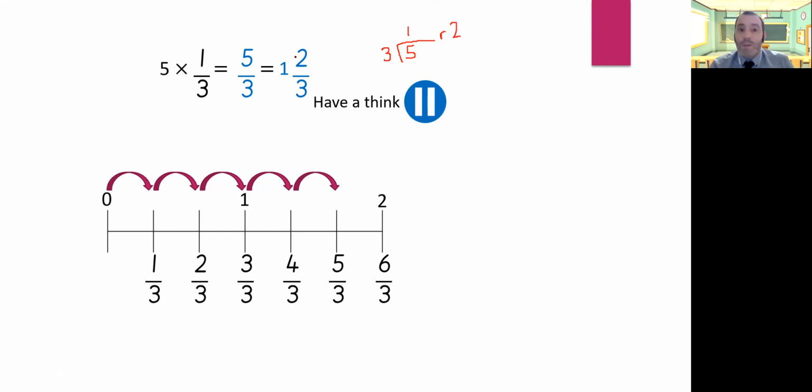So if it was 6 times 1/3, my answer would be 2, and there would be no remainder. So the answer would be 2.